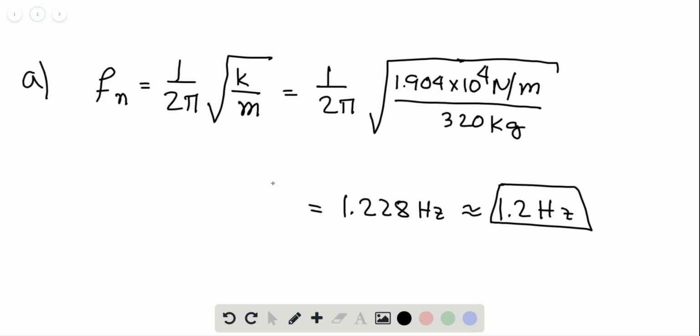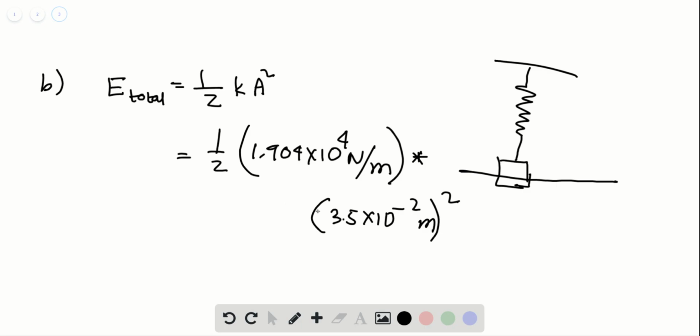We got that from the problem, that's the displacement basically. So this is equal to 11.66 joules.